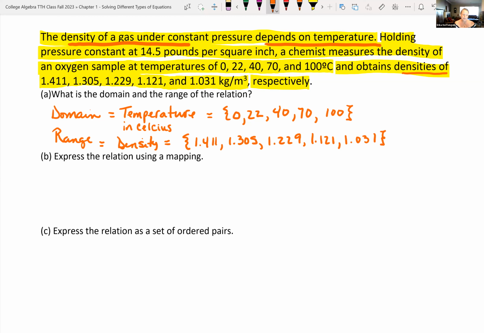So express this as a mapping. So technically a mapping will have one set. We have our domain 0, 22, 40, 70, and 100. And these are mapping to our range. So just writing down the numbers in our range: 1.411, 1.305, 1.229, 1.121, and 1.031.